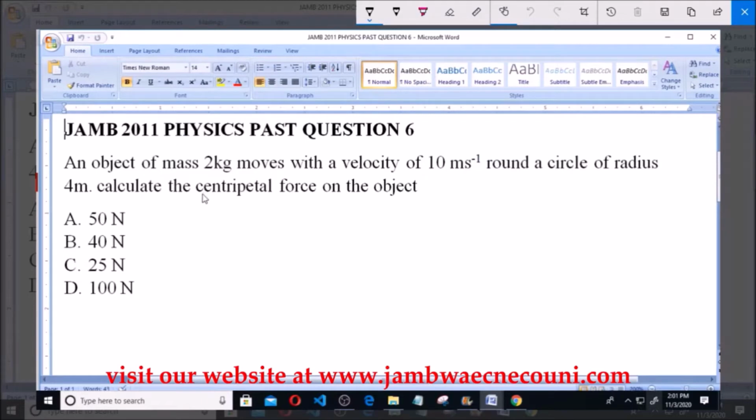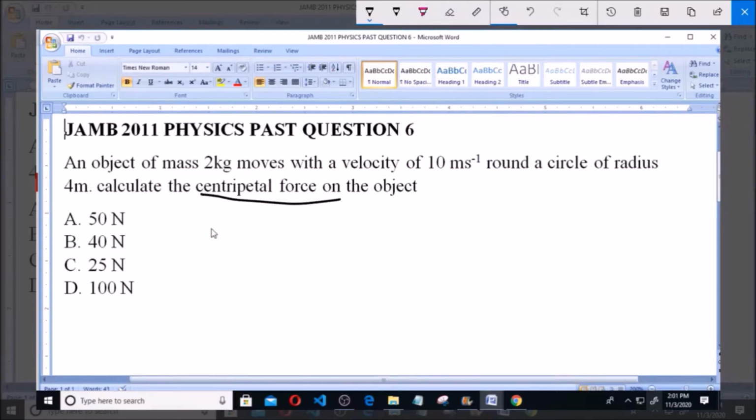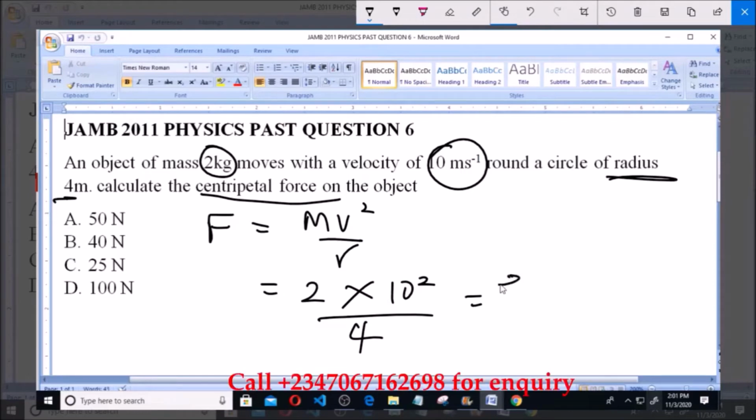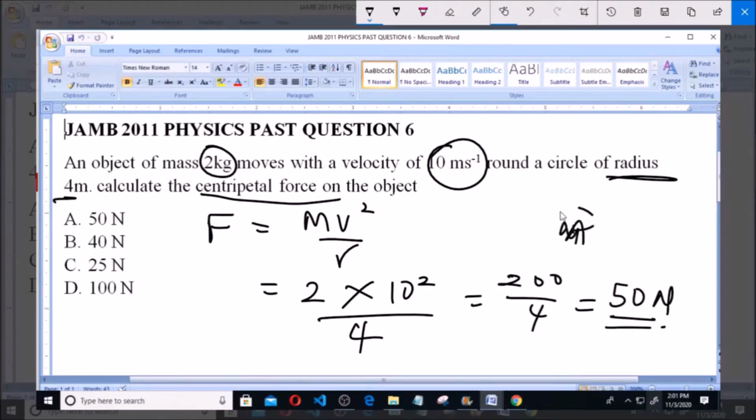So we are asked to calculate the centripetal force of an object. Now the formula for centripetal force, F, is equal to mv square over r. So m, of course, which is the mass of the object, is given 2, multiplied by v, which is velocity, 10 square, over r, which is the radius of the circular path. So that is 4 meters, and this is equal to 10 square is 100, so 100 multiplied by 2 is equal to 200, over 4. So 200 over 4 is equal to 50 Newton. 50 Newton is option A. So option A is the correct answer to this question.